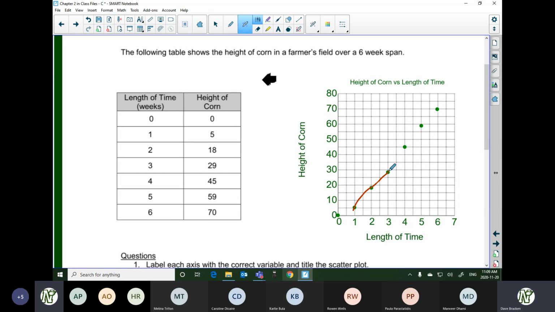But then all of a sudden, what probably happened here, lots of sunshine, lots of rain, it had a little bit more of a growth in this week here. And then it kind of leveled out again. So it's not exact every week. It's just depending on the weather and the rain and the sun and so on.